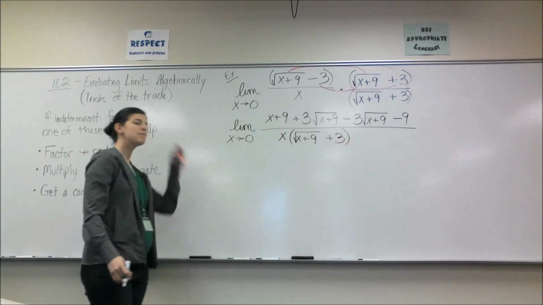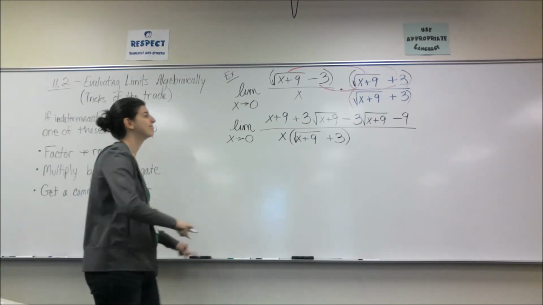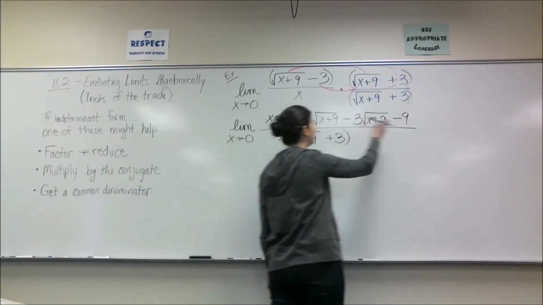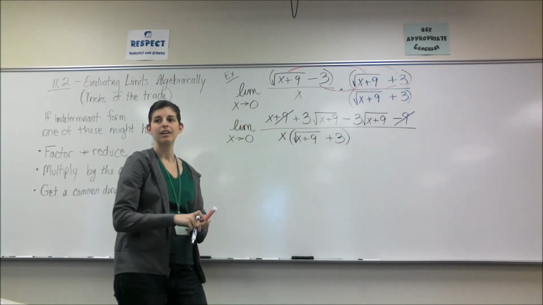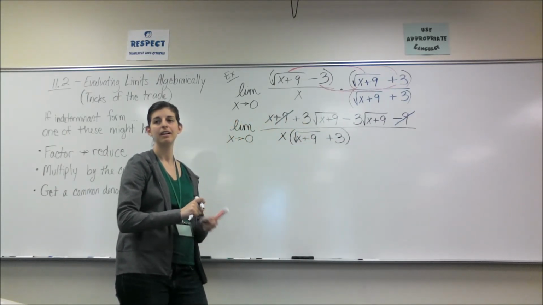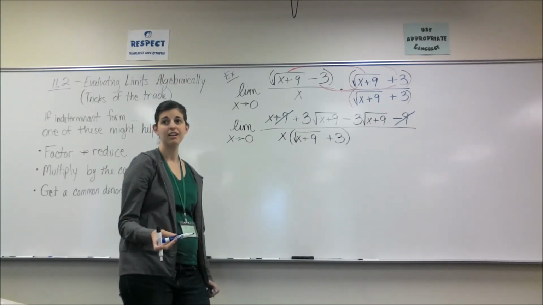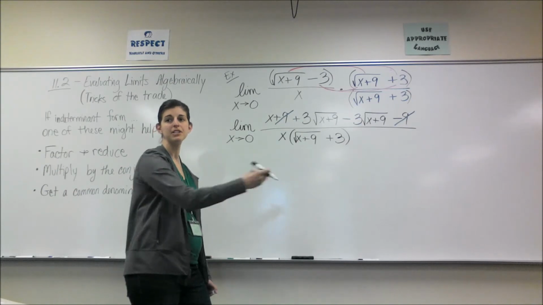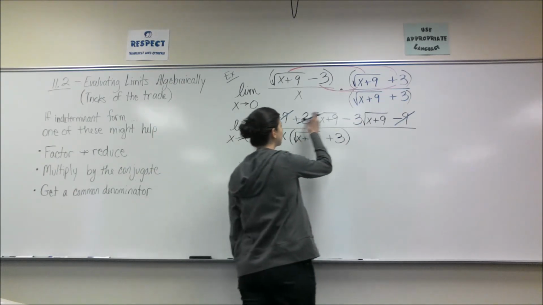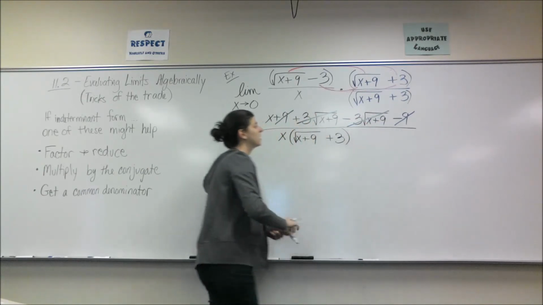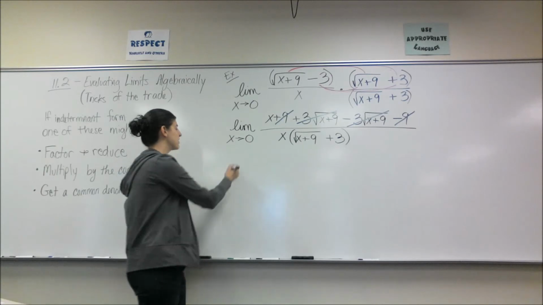Okay, what happens in the top? The 9's cancel. And the square roots, they both have the opposite and they're both the same. Can you cancel those? Yes, you can. If you have plus 3 of something and minus 3 of the same something, can you cancel them? Those make 0, right? So what are you left with in the numerator?